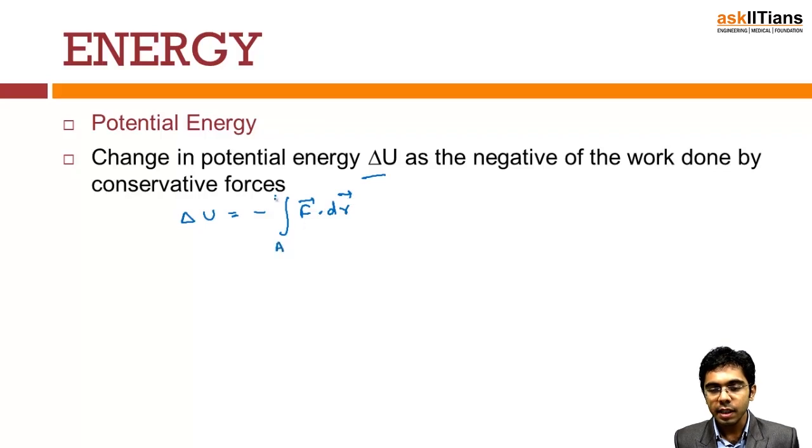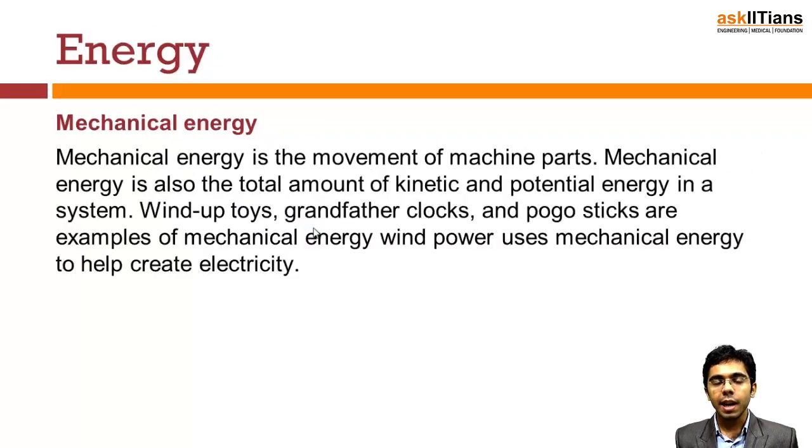Going from initial to final, or let's say from A to B, where F is the conservative force. Now comes the mechanical energy. Now, what is mechanical energy? Mechanical energy is the sum of the kinetic energy and the potential energy.